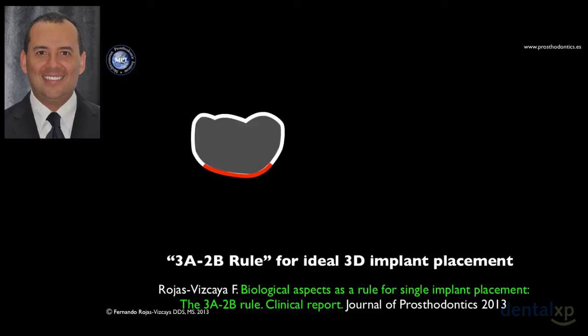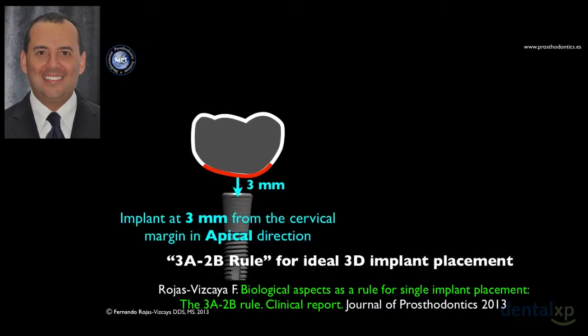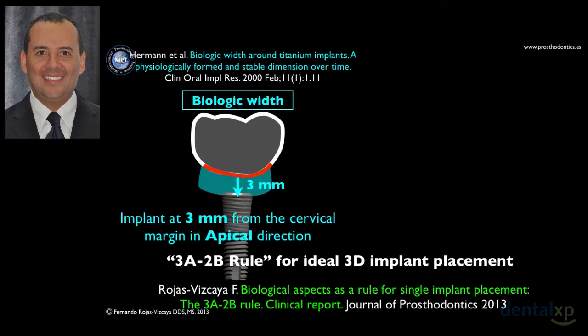The 3A2B rule says that you need to place an implant 3 mm from the margin of the crown that you designed, in the apical direction. But why do we place this implant 3 mm from the margin? Because this is an average. The dimension of the biologic width could be less or more, but this is the average, so this is why I work with this number. This is the 3A part of the rule.